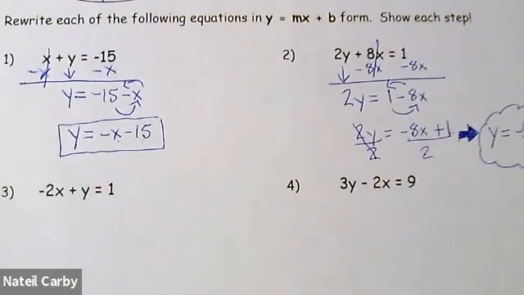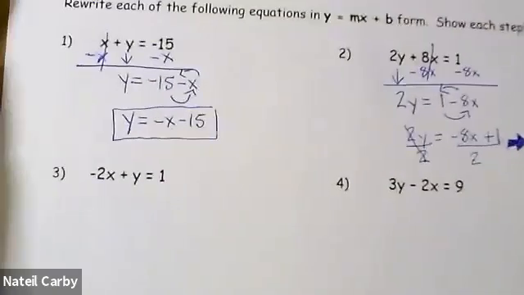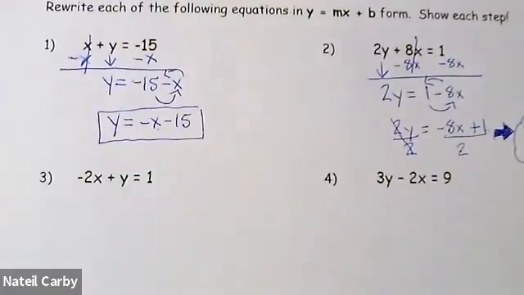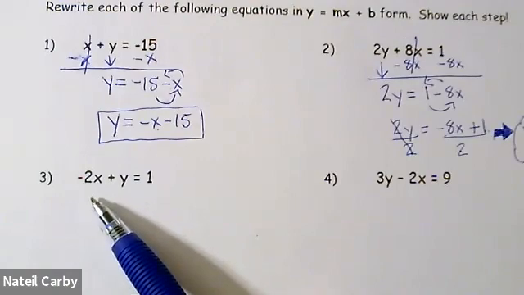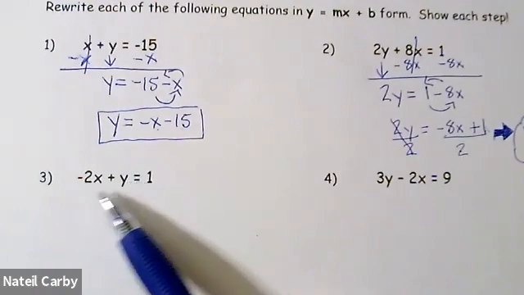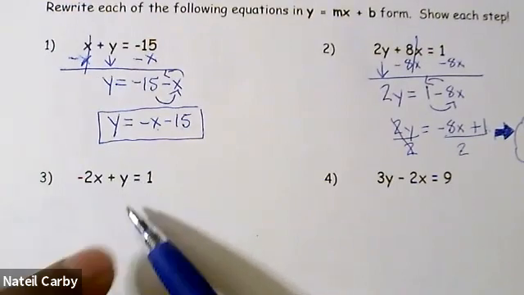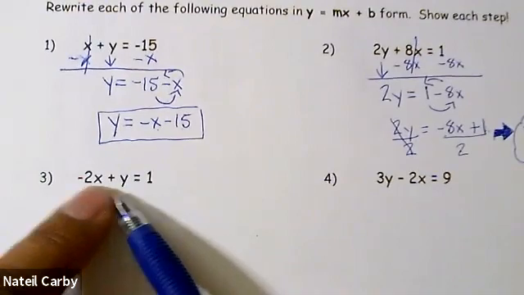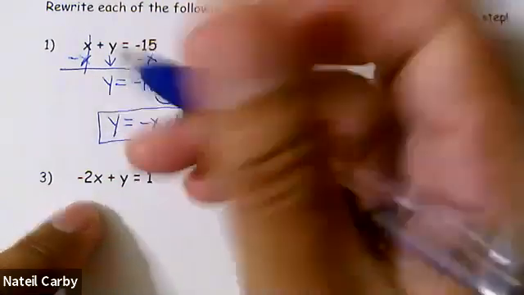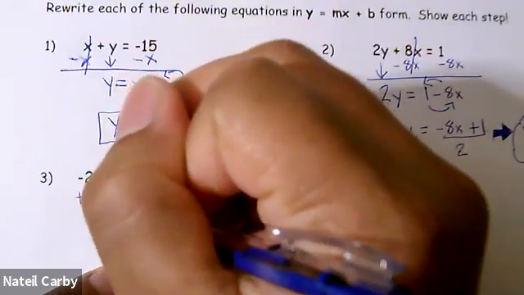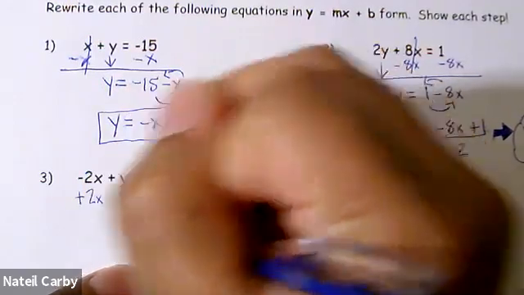Let's go down here, number 3. So number 3, same principle, right? What I have to do for number 3 is I need to change this into slope-intercept form. So I need to get y by itself. So I got to get rid of the minus 2x or the negative 2x. So how do I get rid of that? I do the opposite. So I add 2x to both sides.